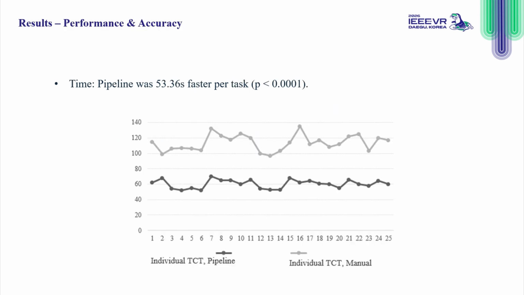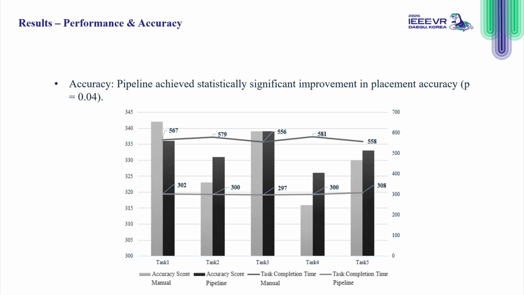The results were highly significant. Our pipeline was over 53 seconds faster per task than manual placement. Remarkably, it also improved placement accuracy, providing more consistent results.